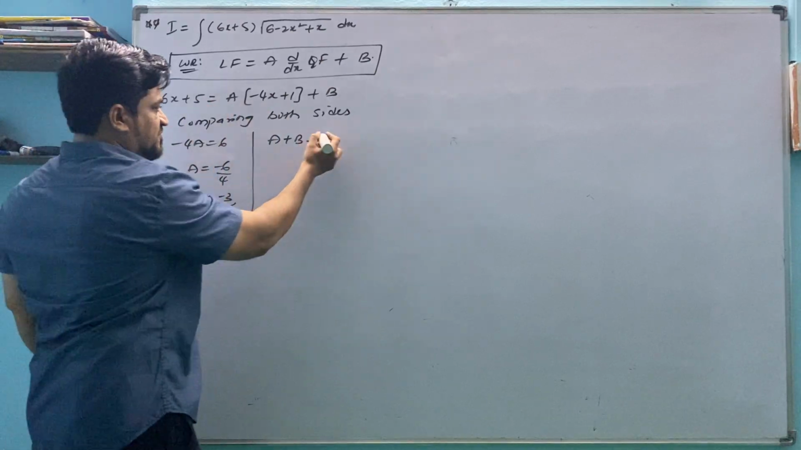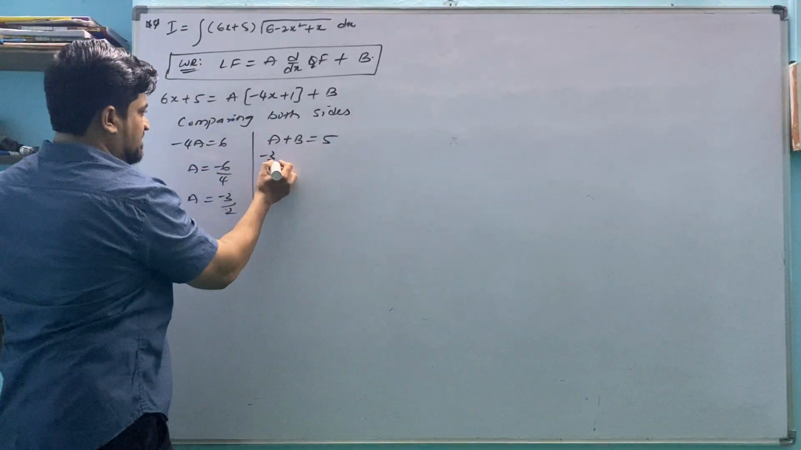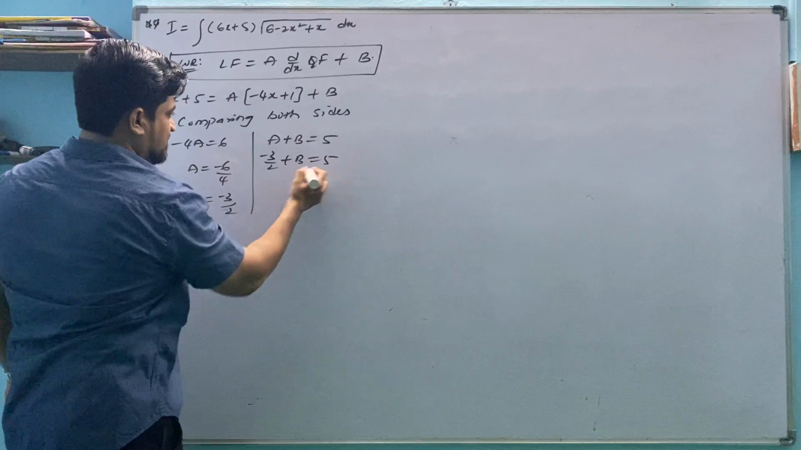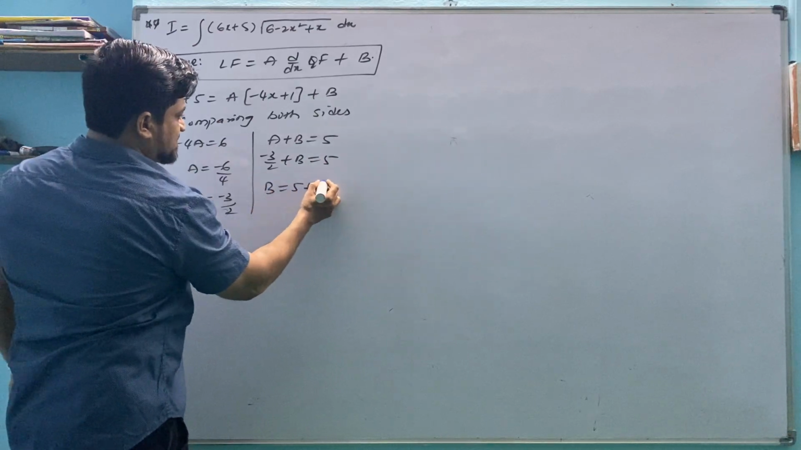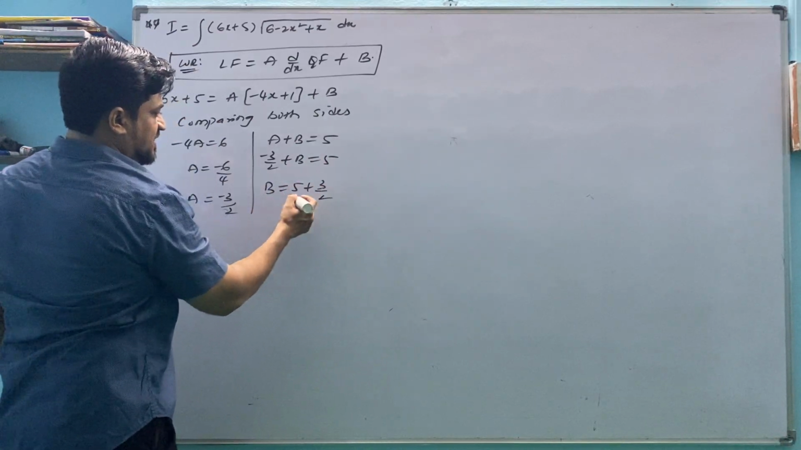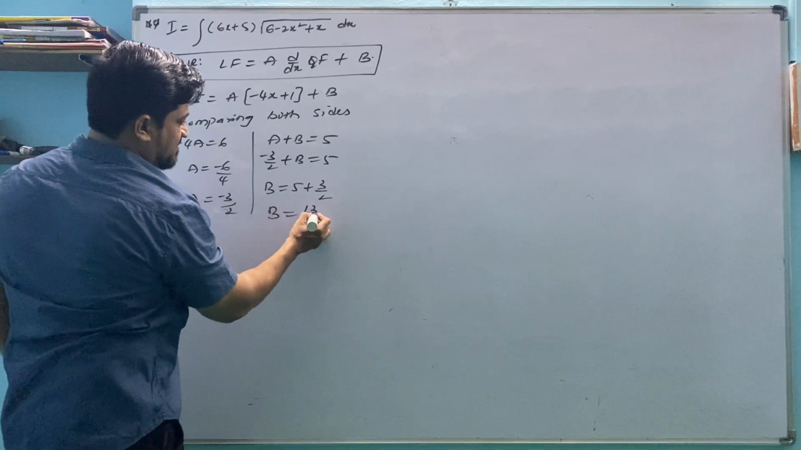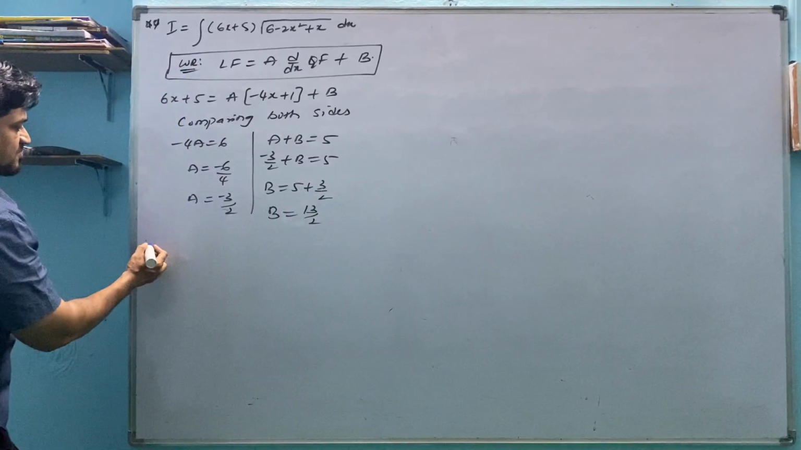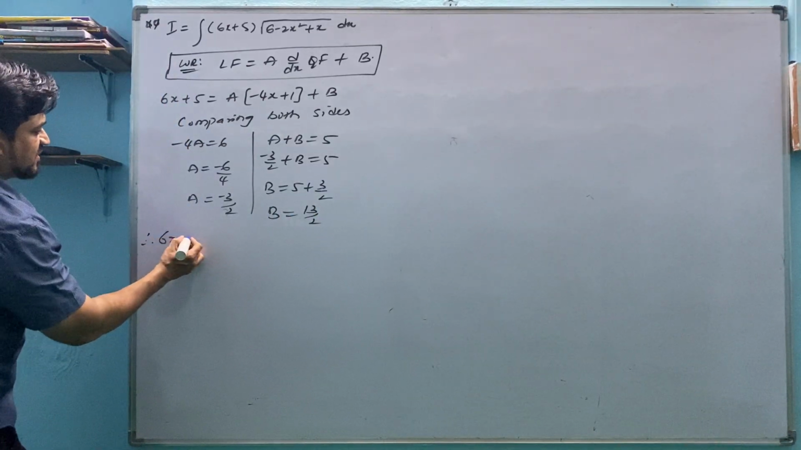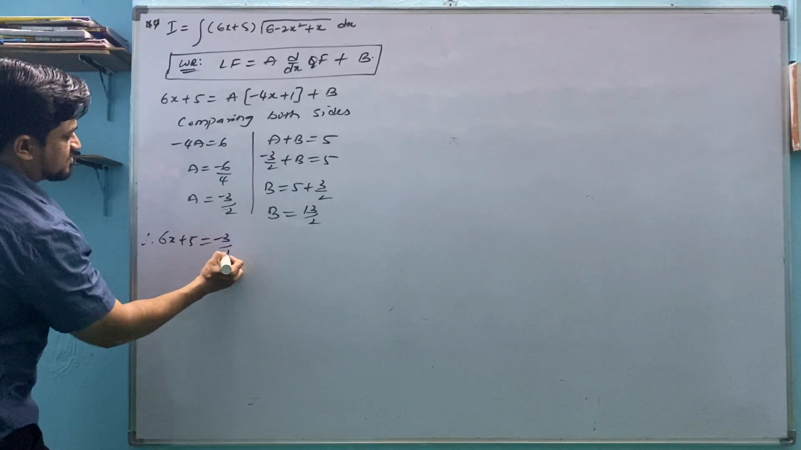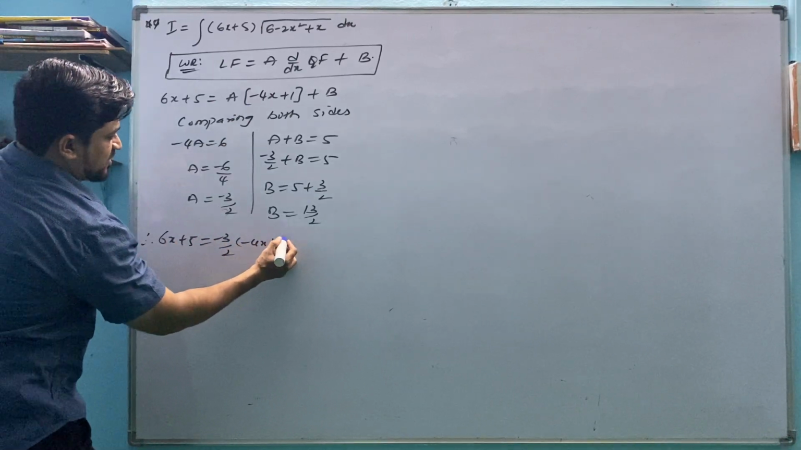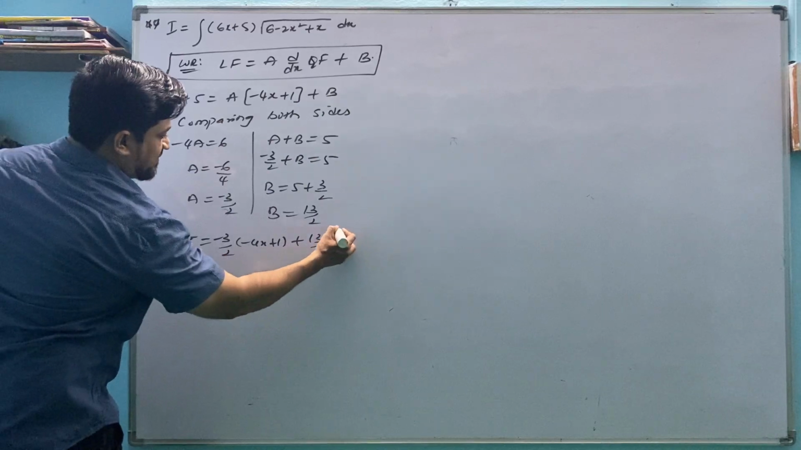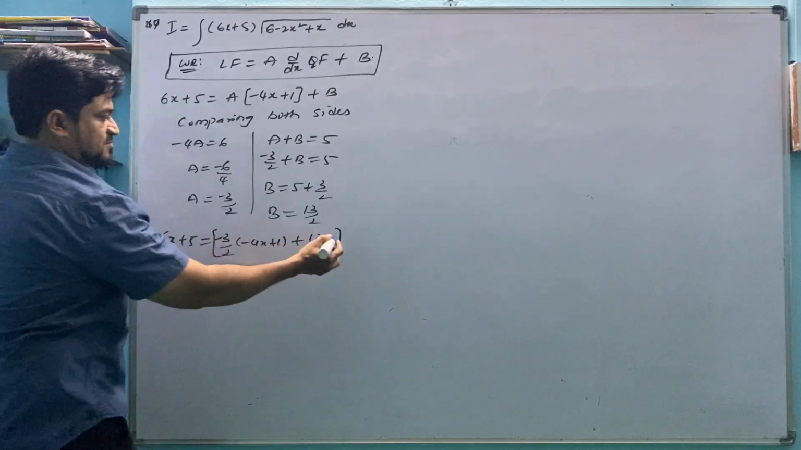a plus b is 5. The a value is minus 3 by 2, plus b equals 5. b equals 5 plus 3 by 2. 2 5s are 10 plus 3, how much? b equals 13 by 2. Therefore, 6x plus 5 equals a into, same thing, we have to equate and find the value, take them in square bracket. Step 1.